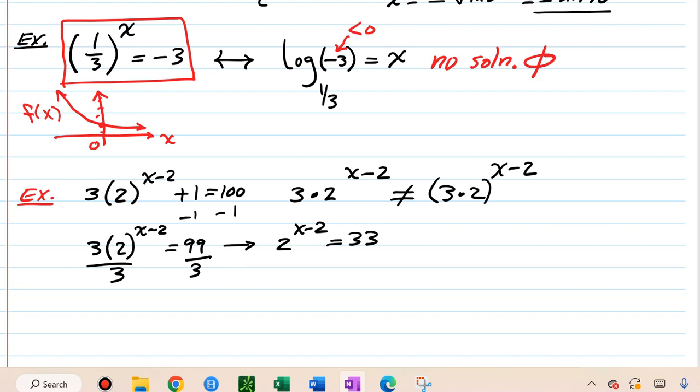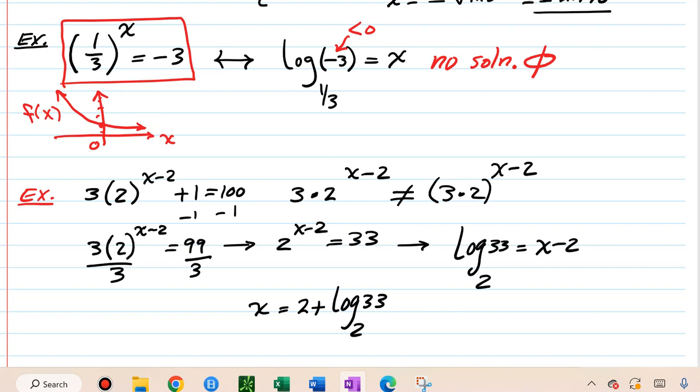Okay, and now at this point, again, it's in the form of an exponential function on one side, a number on the other side. So for these, I translate them into logarithmic form. So that means I have log base 2, whatever base of the exponent, that will be the base in the logarithmic form. Log base 2 of 33 equals x minus 2. So now I can isolate x, and to isolate x I can add 2 to both sides, and that would be 2 plus log 33 in base 2.